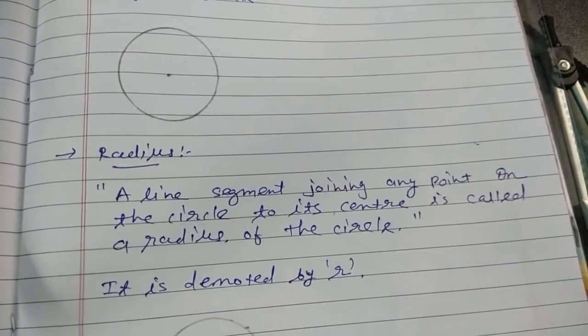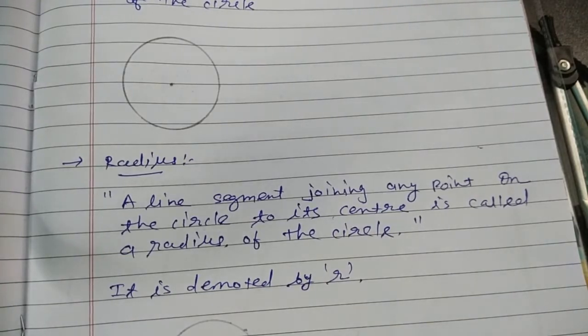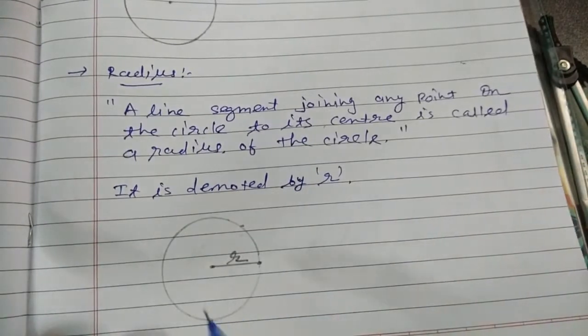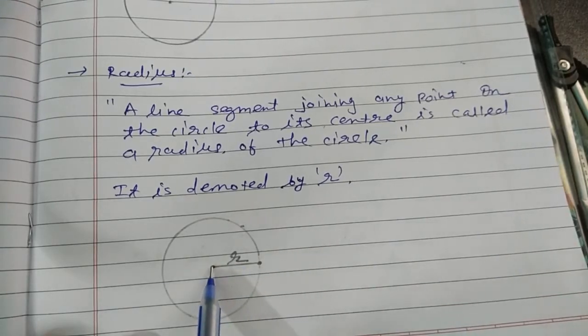Next, radius. What is radius? A line segment joining any point on the circle to its center is called a radius of the circle, and it is denoted by small r. Here, this is a circle, a line segment joining a point on a circle with the center. One end point is the center and one end point is a point on the circle. This line segment is called a radius.